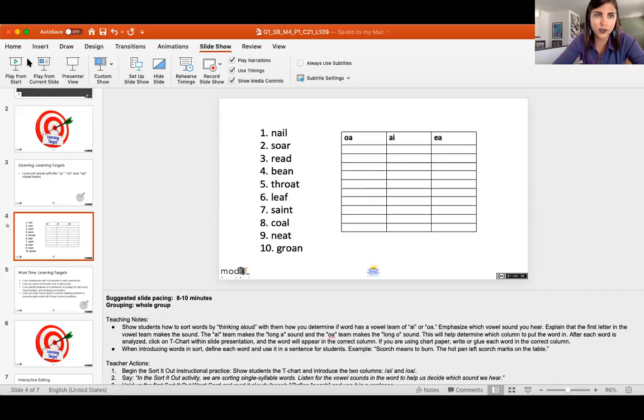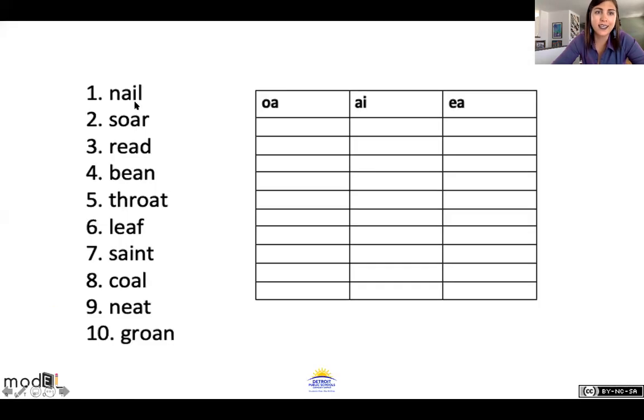All right, guys, let's take a look at those words once more. Let's read those words. So number 1, nail. Let's take a look. N makes what sound? AI makes what sound? A. L makes what sound? Nail. So there's 3 sounds, but there's 4 different letters. AI makes the sound A. OA says what? O. And EA says E. EA does also say other sounds, but we're going to focus on E for this lesson.